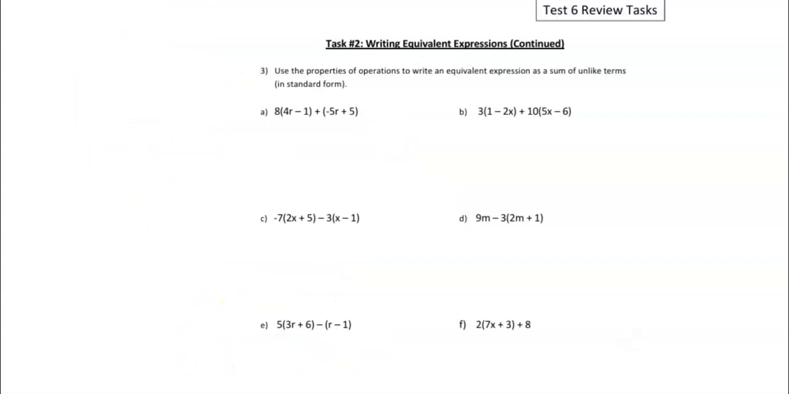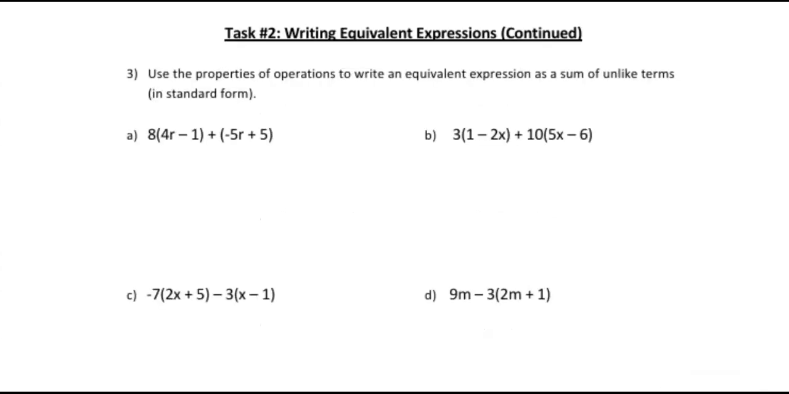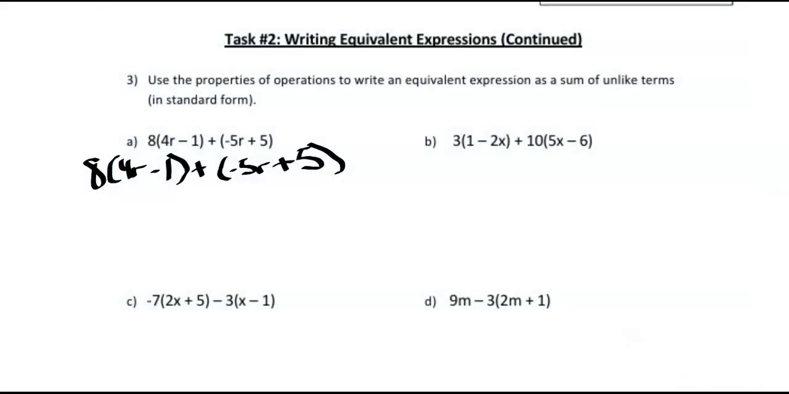So as we continue with task number 2, we're going to be using the properties of operations to write an equivalent expression as a sum of unlike terms, aka in standard form. So the first thing I'm going to do is just rewrite the expression, and I realize the number 8 is in front. Personally, whenever I see a number is not in front of my parentheses, I like to place the number 1 there as my placeholder and then apply the distributive property to get rid of my parentheses.